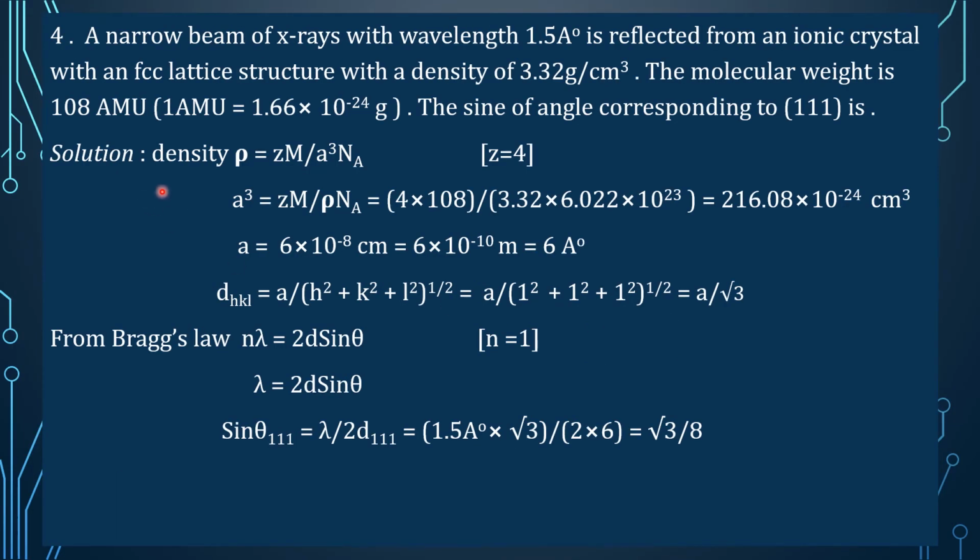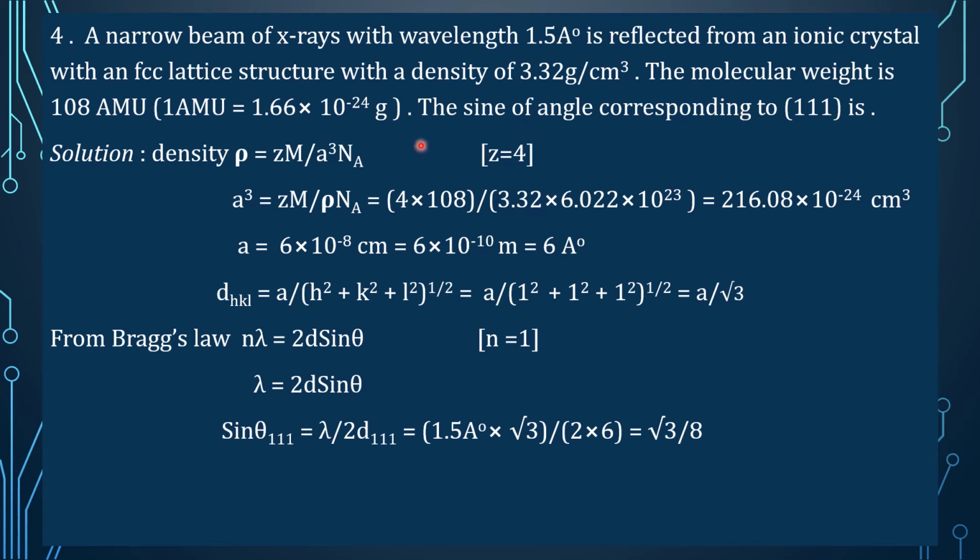Fourth question. A narrow beam of X-rays with wavelength 1.5 angstrom is reflected from an ionic crystal with an FCC lattice structure with a density of 3.32 gram per centimeter cube. The molecular weight is given as 108 AMU, where 1 AMU is equal to 1.66 into 10 raised to minus 24 gram. The sine of the angle corresponding to the plane (111) is.